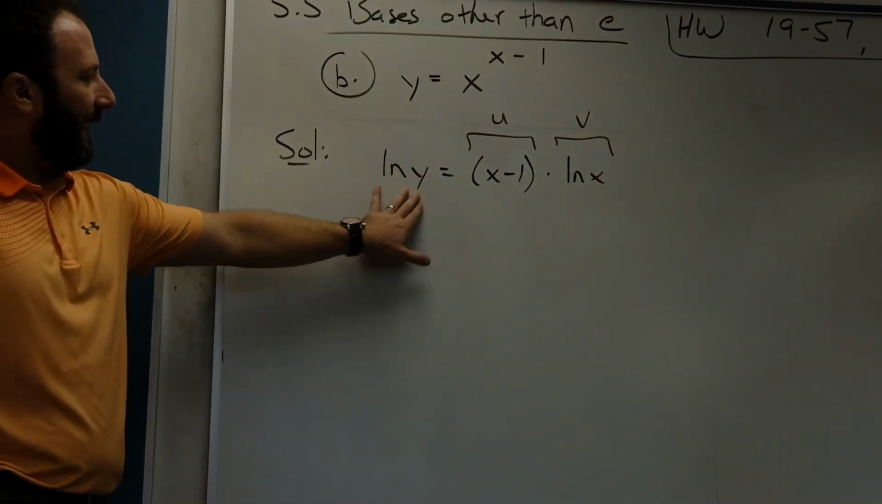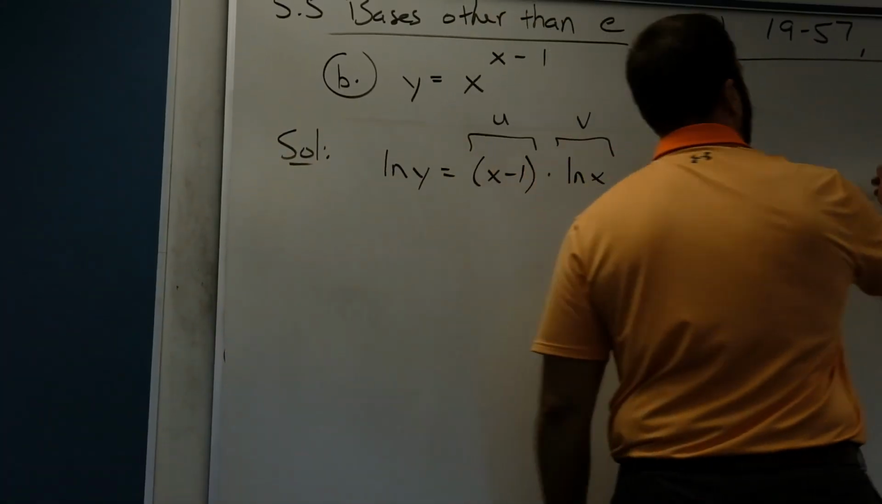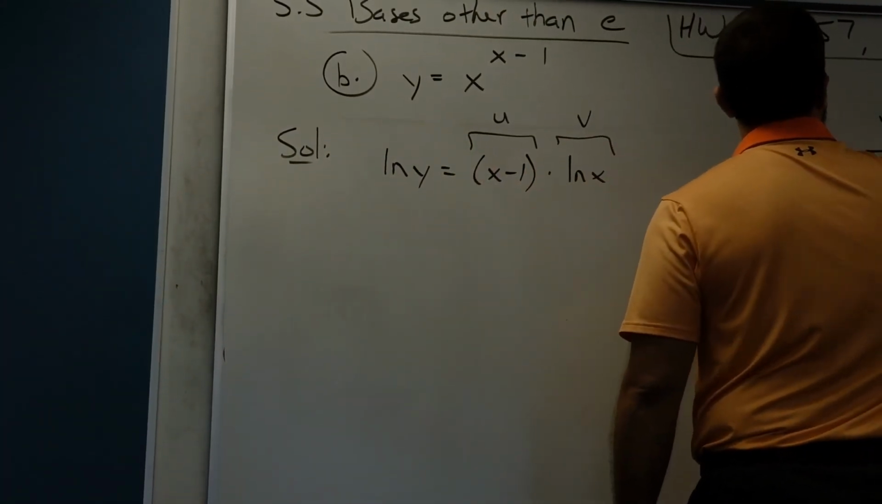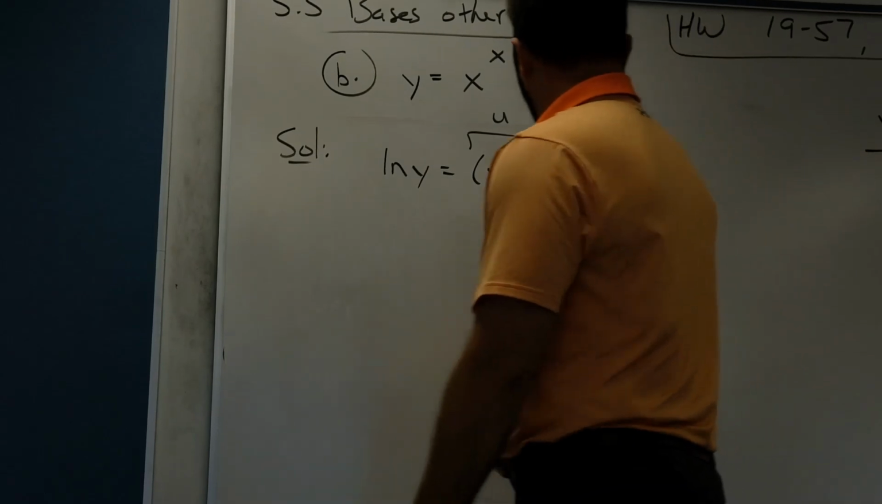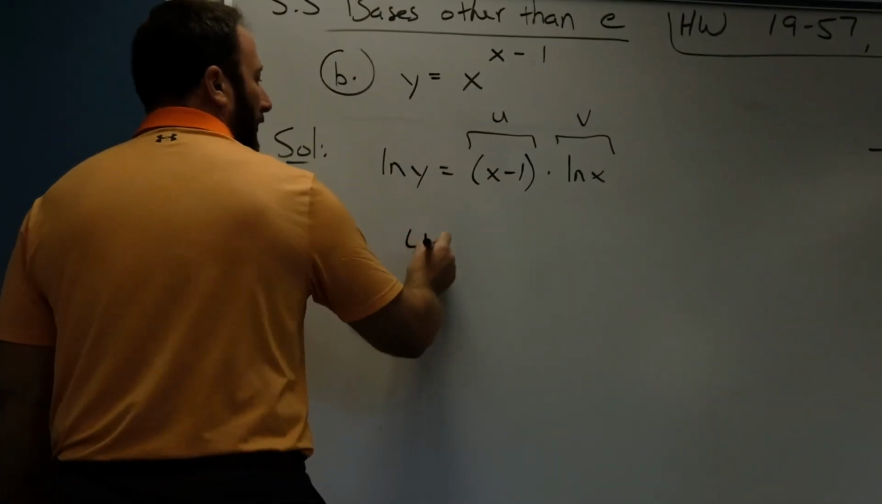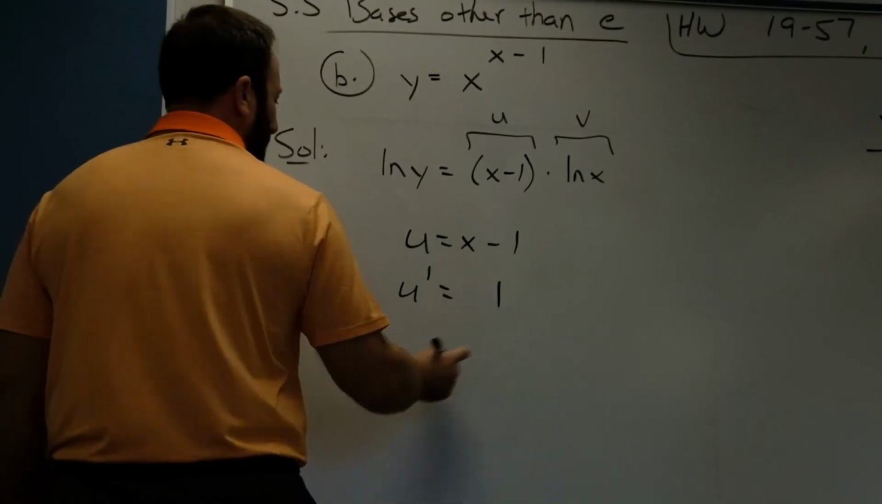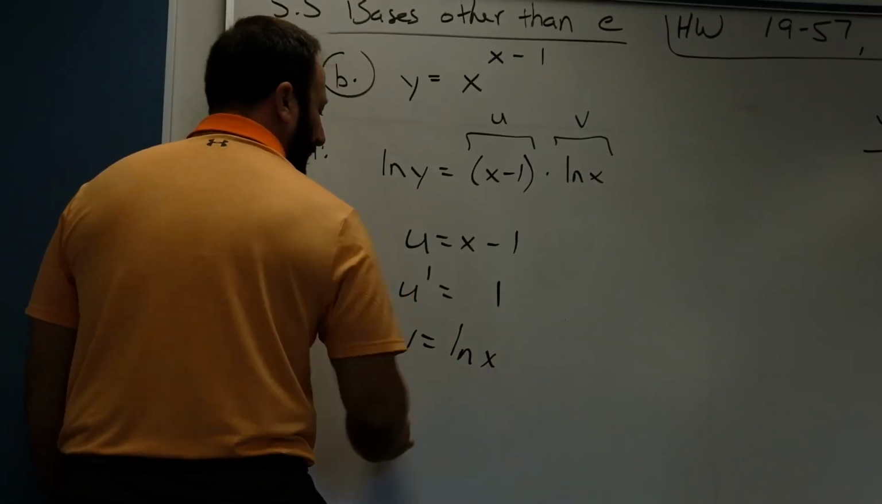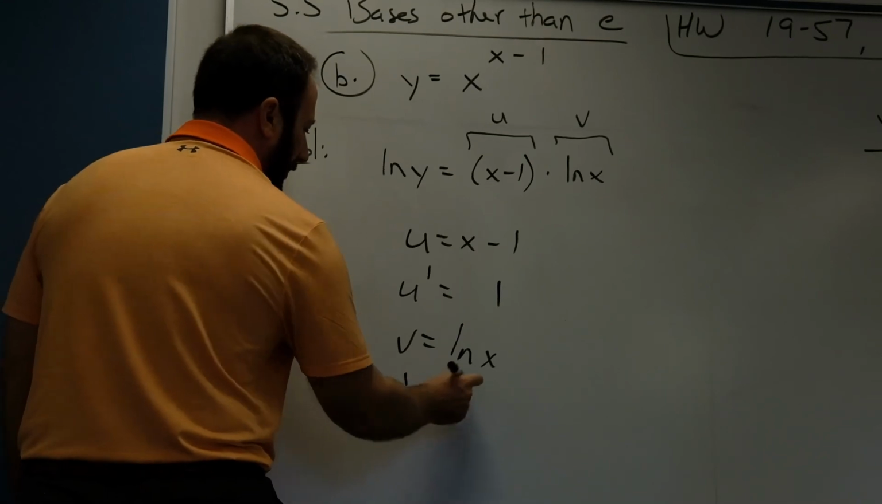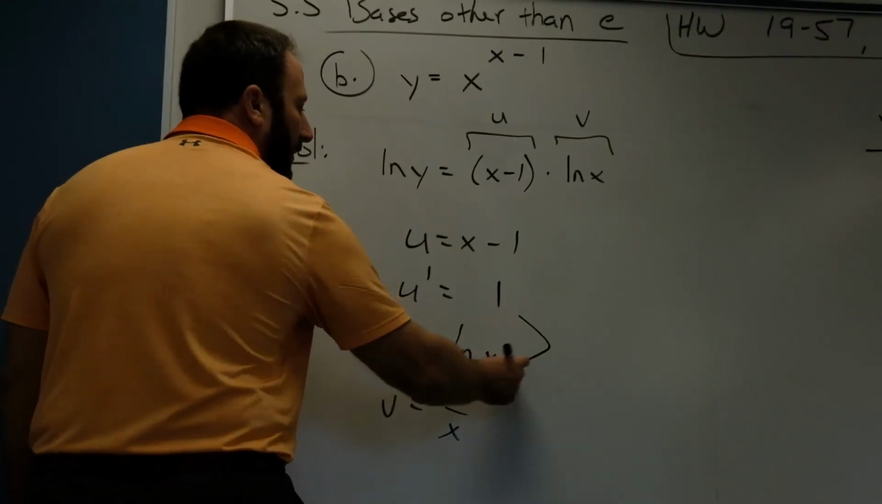Guys, the derivative of ln of y, well, that's going to be y prime over y. Here we got to use the product rule. So u is x minus 1. What would u prime be? 1. v is ln x. So v prime would be 1 over x. Good. Let me put them together.